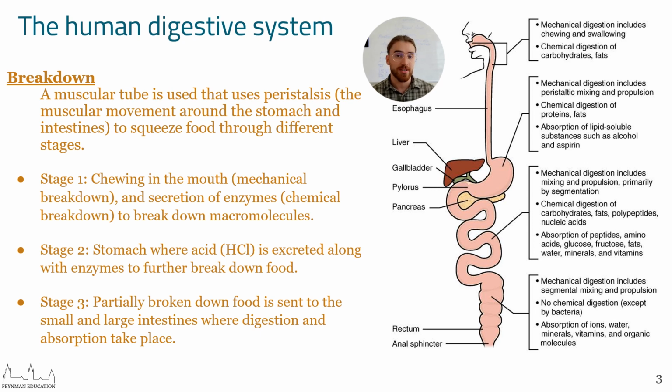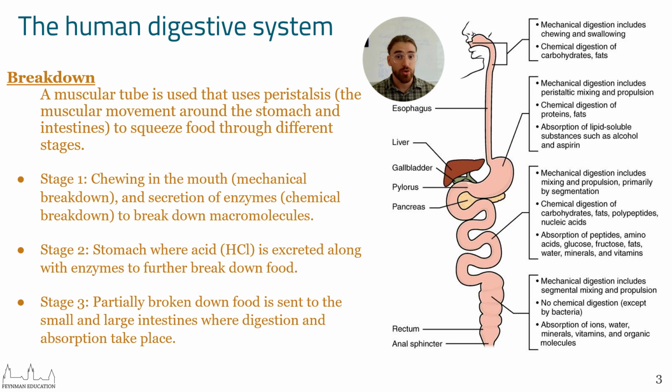So let's look at the human digestive system. It is one long tract that moves food around using something called peristalsis. This is muscular contractions of the esophagus, stomach, and other organs to move the food through the various stages.